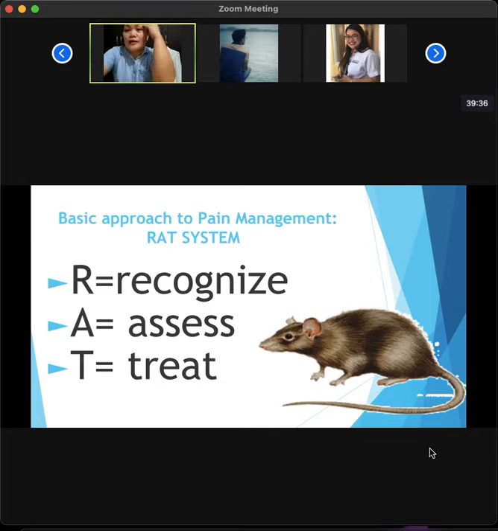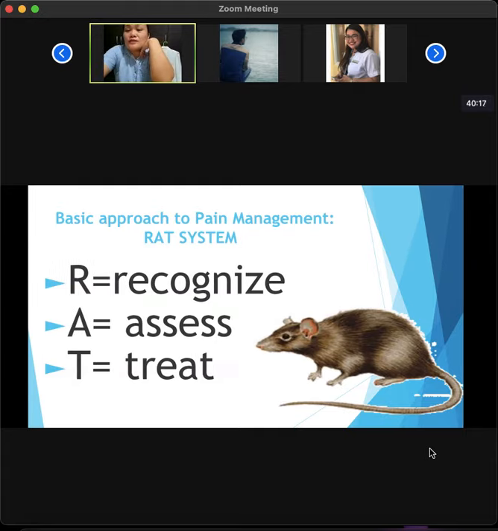Okay. Now, we'll go to the basic approach to pain management. The proper management of your pain is through your RAT system. Okay? So, RAT, since pain is like a rat, which is hidden and sometimes unrecognizable or unseen, then we're going to manage it through RAT system also for us to remember. Okay? So RAT, recognize, assess, and then treat. So how are you going to recognize?